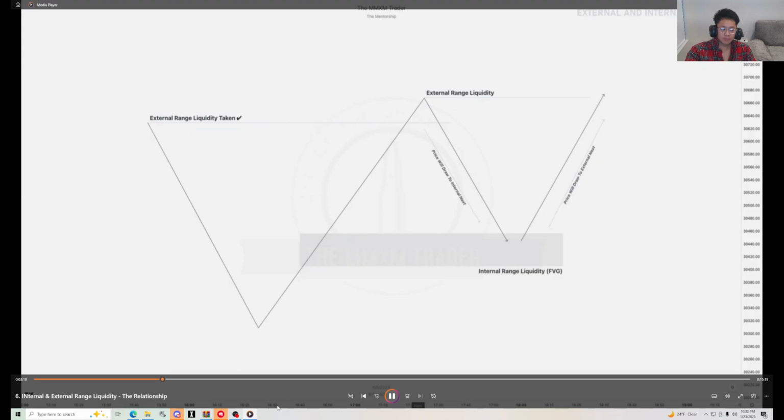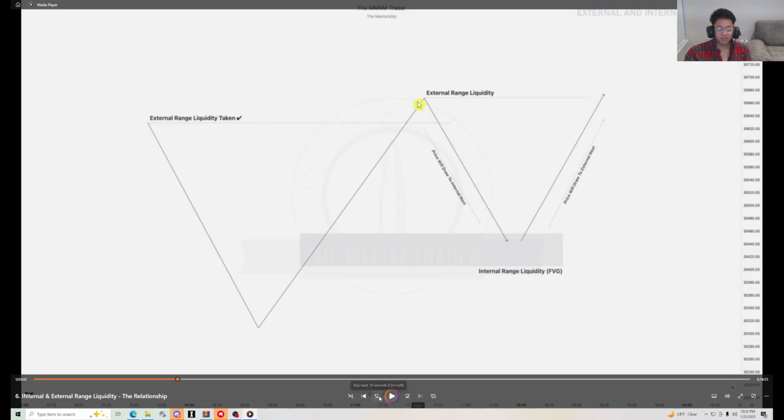Same over here, only reversed, right? We have external range liquidity over here, as in an old high. Price moves lower, forms a swing low, expands up higher, taking out that external range liquidity. In the process of taking out that external range or old high over here, we form an imbalance down here, which could be a fair value gap.